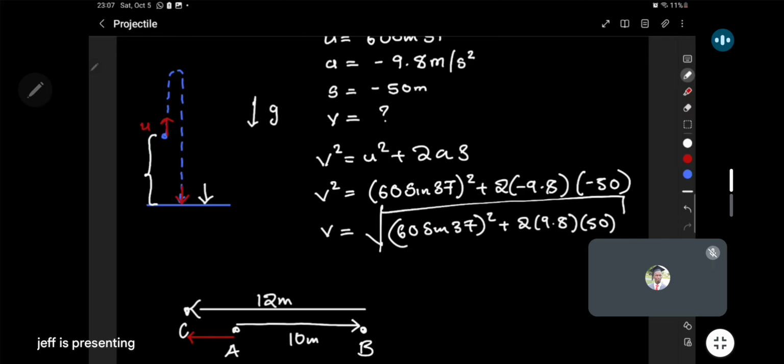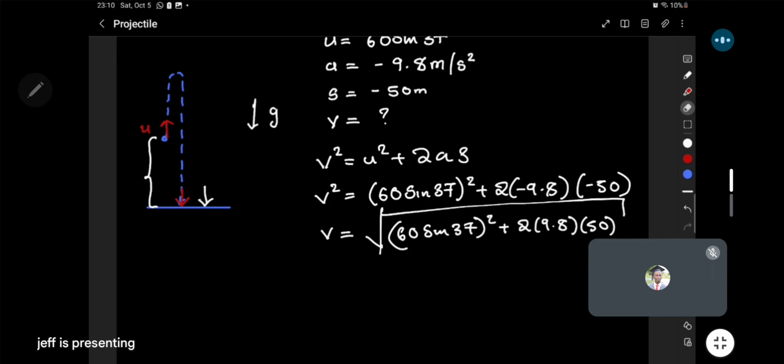And this is what is going to give us our answer. Okay, so here our V comes out as 47.8 meters per second. So this becomes the downward velocity that this stone is going to be hitting the ground with. Now, this is one way you could have actually found the answer.